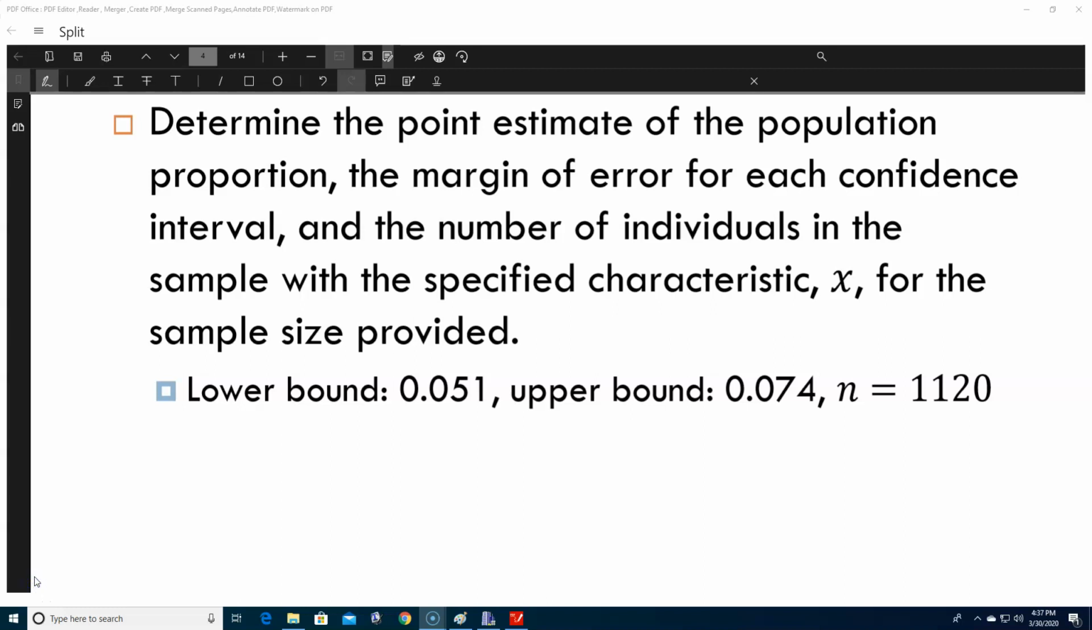Determine the point estimate of the population proportion, the margin of error for each confidence interval, and the number of individuals in the sample with the specific characteristic x for the sample size provided. The lower bound is 0.051, upper bound is 0.074, and n is equal to 1,120.